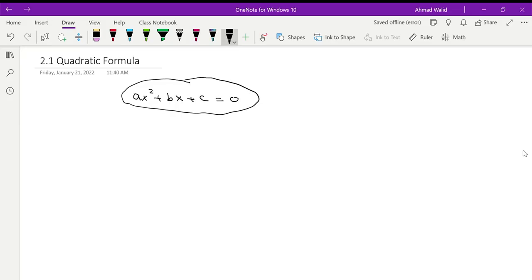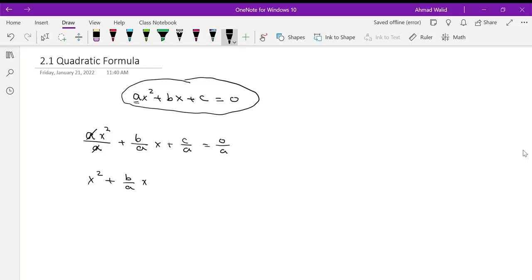The first thing to do is divide every single term by the coefficient of x squared, which means by a. Then I'll do this. Ax squared over a, I will divide it by a, plus b over a x plus c over a equals 0 over a. Here a cancels out. I'll end up with x squared plus b over a x.